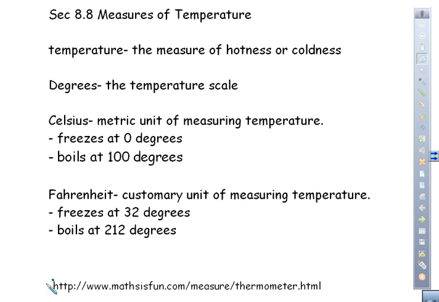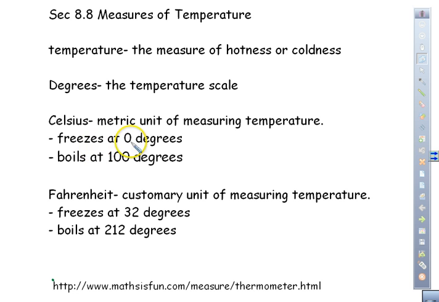Alright, it says temperature, which is the measure of hotness or coldness. How hot or cold something is, that's temperature. Degrees would be the temperature scale. Okay? That would be the scale that we use for measuring the temperature. And that can be broken down into two different types. One, the metric system, is Celsius, and that is the metric unit of measuring temperature.